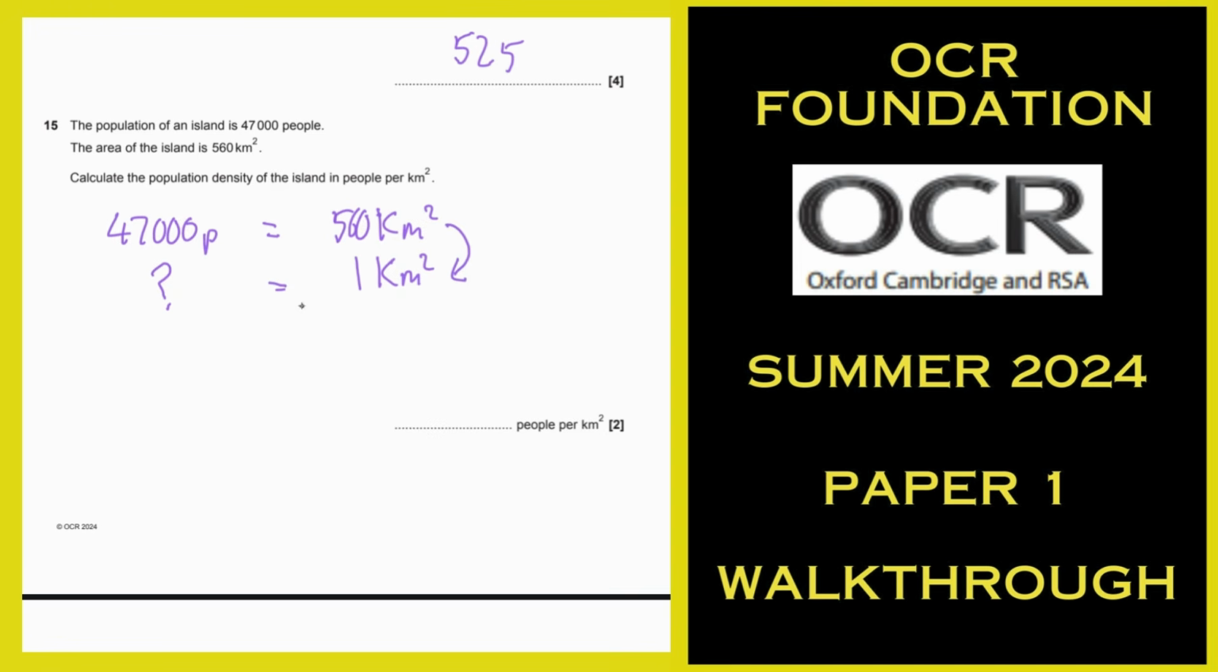On the right hand side, it's divide by 560. On the left hand side, you need to divide by 560. You get 83.928 and so on. But that's how you don't need to remember if you're lucky enough to be doing GCSE geography and you know your triangle for population, number of people and population density, great. But here, you don't need to.